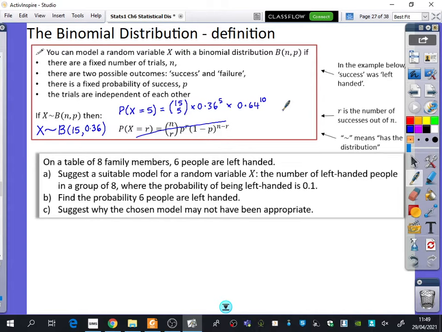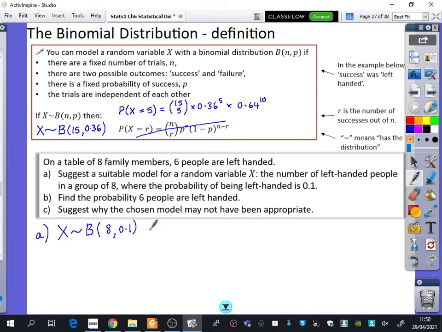On a table of 8 family members, 6 people are left-handed. Suggest a suitable model for a random variable x, the number of left-handed people in a group of 8, where the probability of being left-handed is 0.1. So the suitable model that we might use here, if we're going to say that the number of people who are left-handed, we're going to say that x is going to be distributed binomially, and we need to fill in 2 things inside the brackets. The first thing is the n, how many people there are. The second thing is the probability that that thing is. So it's going to be 8, and it's going to be 0.1.